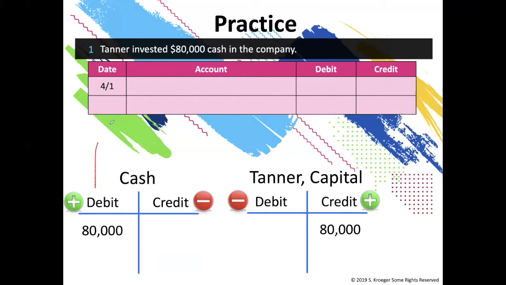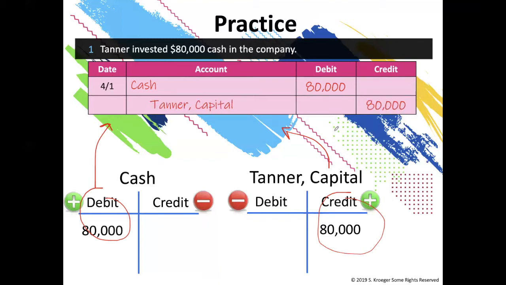We now want to take these entries and put them into the journal. Which one needs to go first? Remember what I said, that the debits go up top? The debit would be this 80,000 to cash. We would write cash on the top line and $80,000 in the debit column. Next would be the credit of 80,000. We will indent it. We'll put Tanner Capital and then $80,000 in the credit column. And that's how we journalize. That's for April 1st. Let's take a look at some of the other dates.